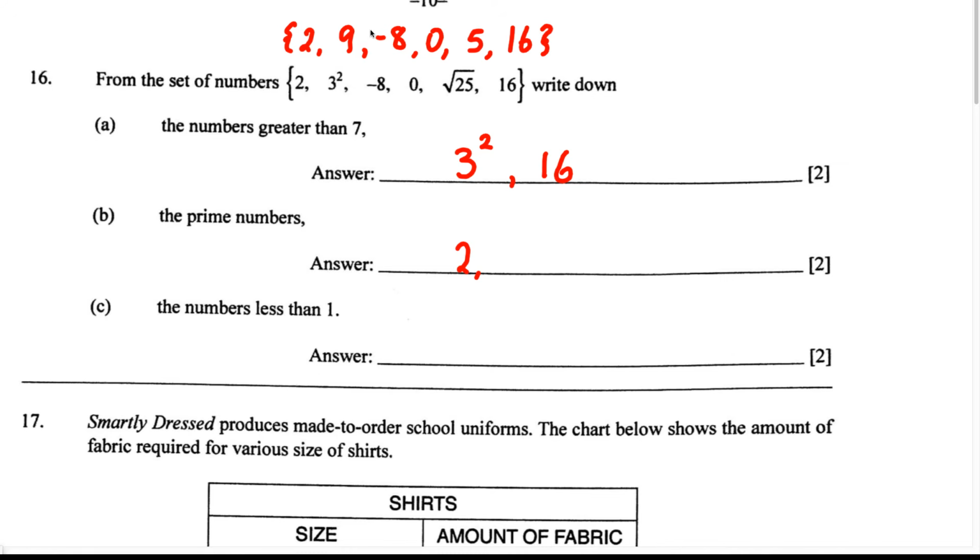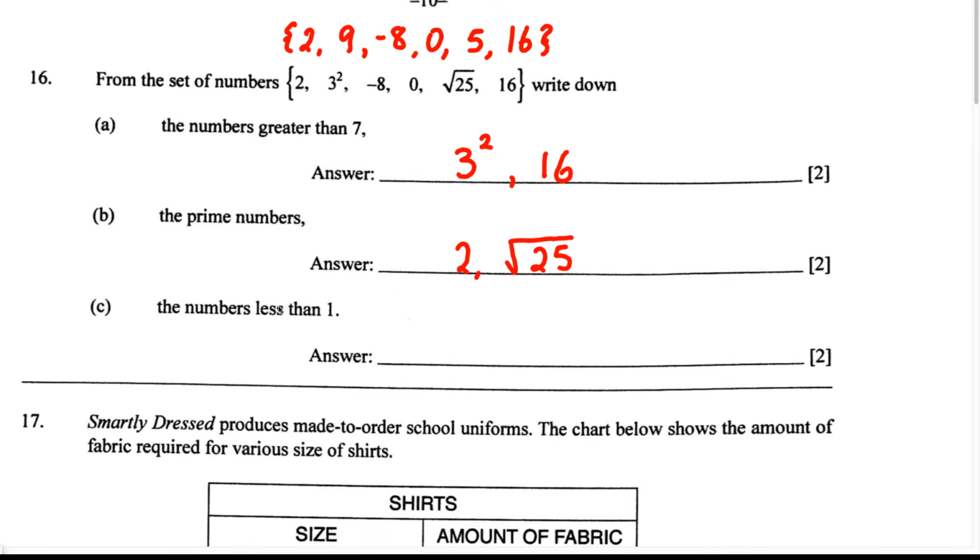Is 3 squared a prime number? No, it's not. Is negative 8 a prime number? No. Is 0 a prime number? No. Is the square root of 25 a prime number? Yes, it is, because the square root of 25 equals 5. Therefore, we can write the square root of 25 in our answer. Now, what about 16? Is 16 a prime number? No.